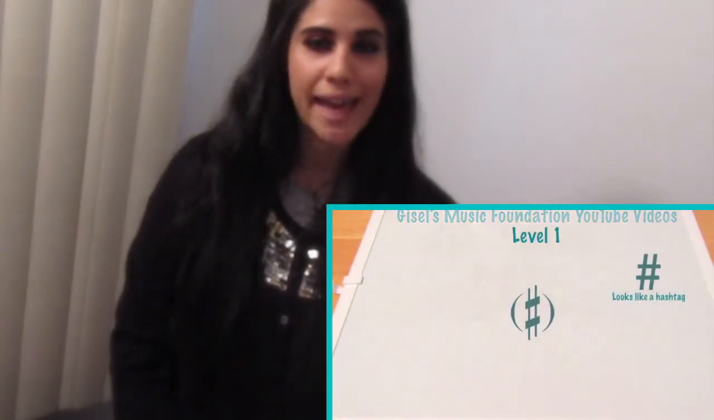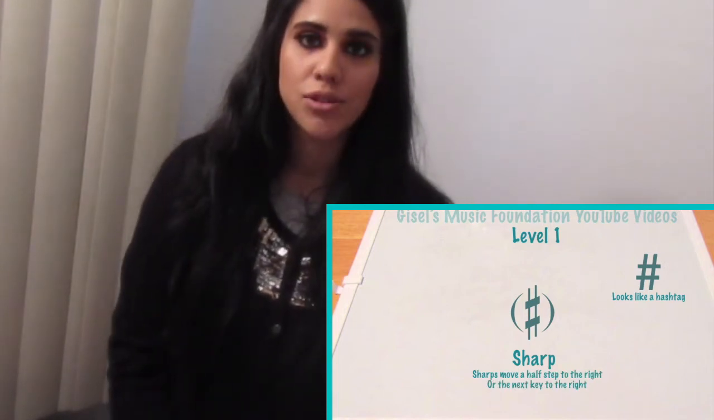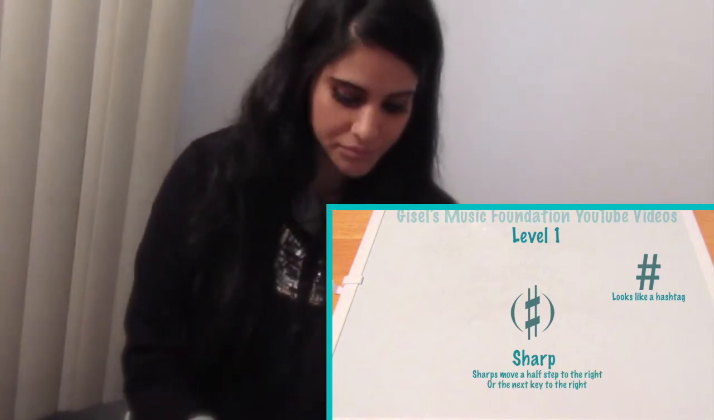Sharps look like a hashtag, and sharps move a half step to the right. So if we have G, it would move a half step up to G sharp. And if you notice, these keys are adjacent to each other, so they're right next to each other.